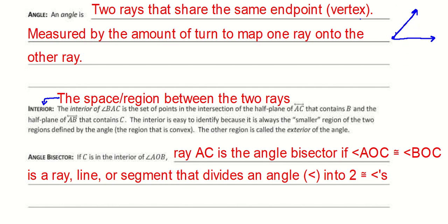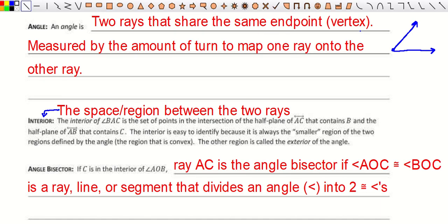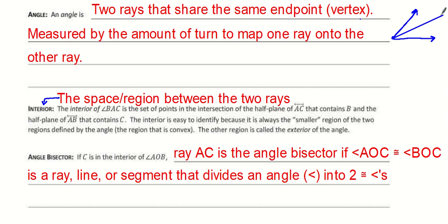Now, if I'm referring to this really big angle here, then this space would be the interior, and that would be the exterior. So it just depends on what angle we're referring to. But usually we're talking about the smaller space as the interior, okay? If I were to draw a line or a ray that goes through the middle here, this would be referred to as an angle bisector.